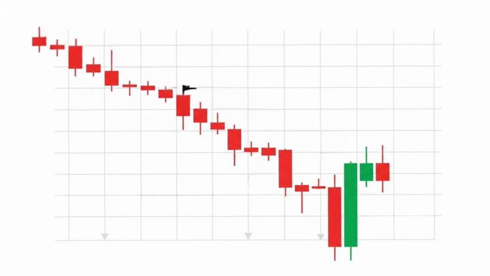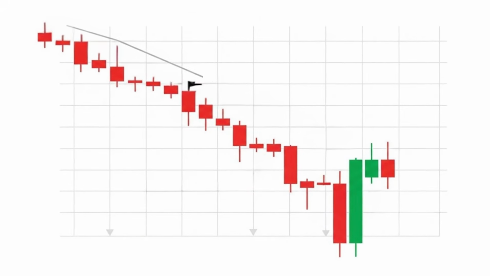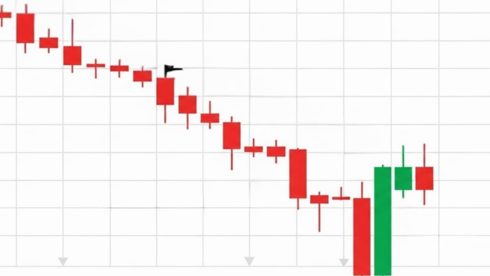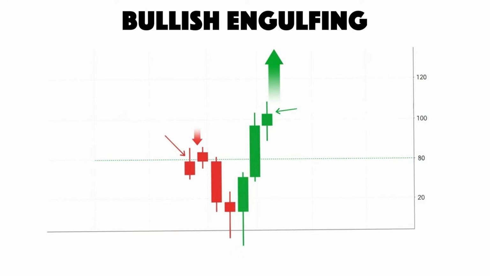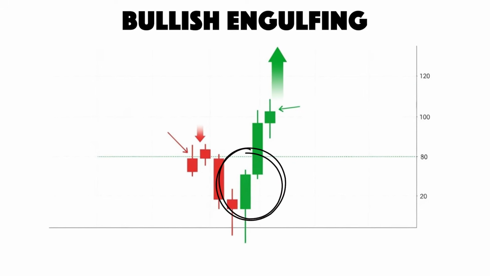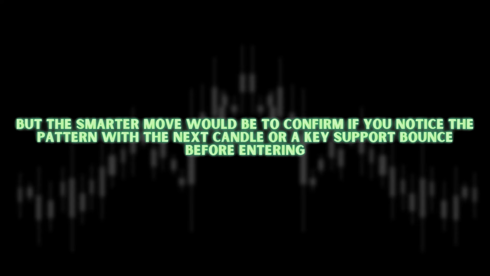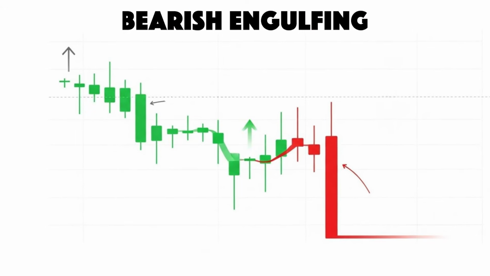When you see this pattern forming at the bottom of a downtrend, where the price has been continuously falling, it's a strong signal that the market might reverse. Also, the bigger the green candle, the stronger the bullish engulfing trend, which is a strong buying signal. But the smarter move would be to confirm the pattern with the next candle or a key support bounce before entering. The same applies to bearish engulfing patterns.